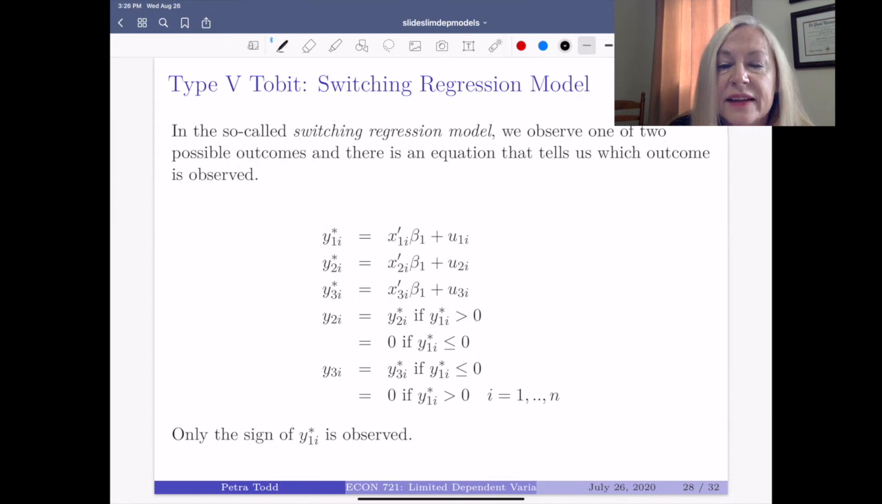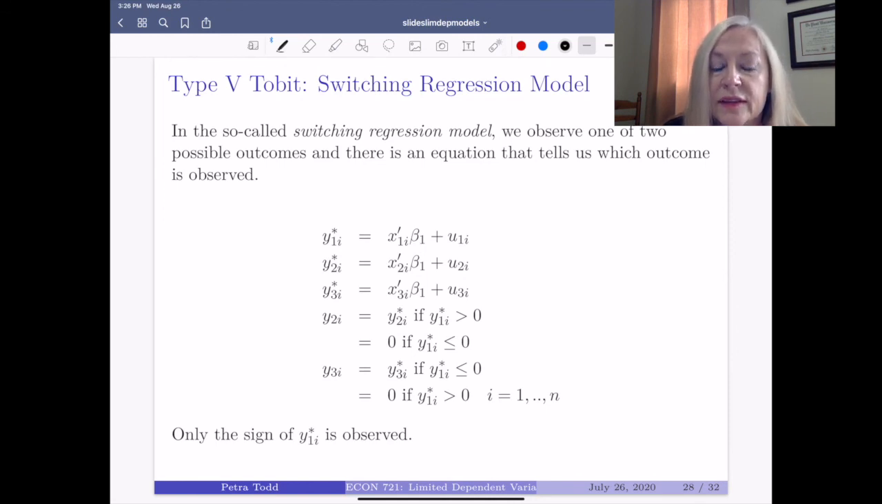Now this is a famous model, and it's called a type 5 Tobit in Amemiya's textbook. It's a switching regression model. There are two equations for outcomes. Y1 determines whether you see either Y2 or Y3. You always see either Y2 or Y3, but which one you see is based on Y1, so it switches between those two. If Y1 is greater than 0, you see Y2. If Y1 is less than 0, you see Y3. And you don't see Y1 itself, only its sign.